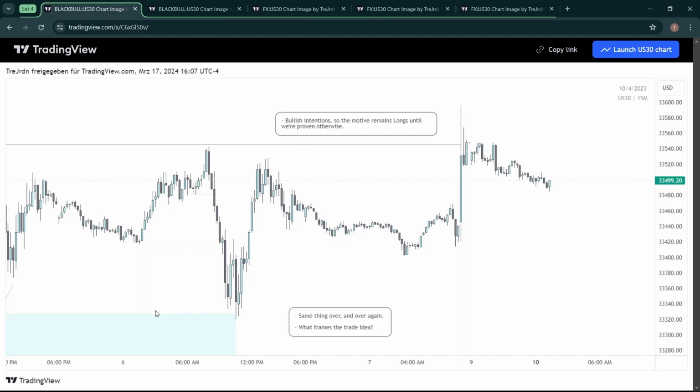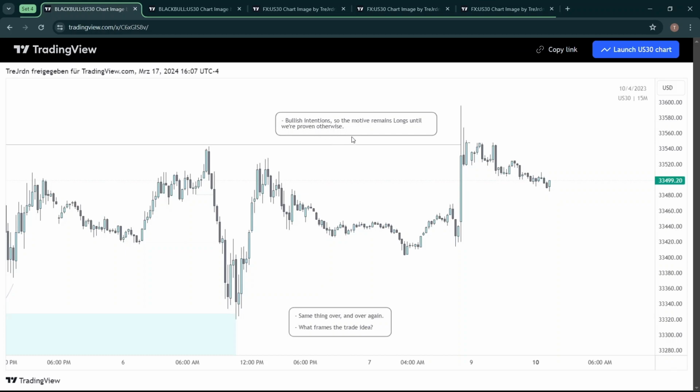If I got the mitigation happening, a sweep happening, the switch in order flow happening, the confirmation of the continuations happening, then I already got more or less the code cracked, or the framework has been fulfilled. So now it goes on to the next steps, step 2, step 3, and step 4. But we move. Bullish intention, so the motive remains long until proven otherwise.